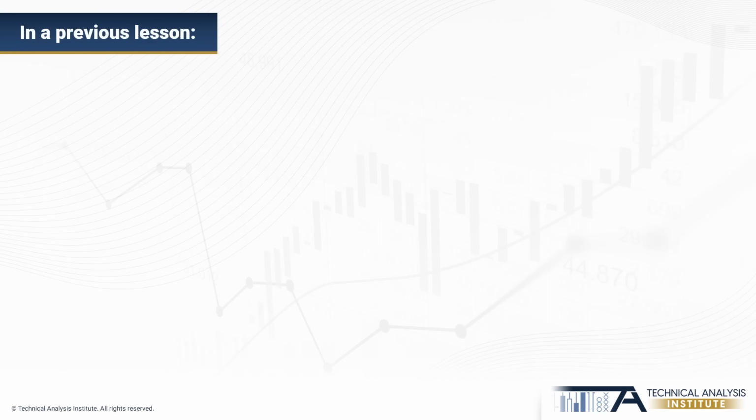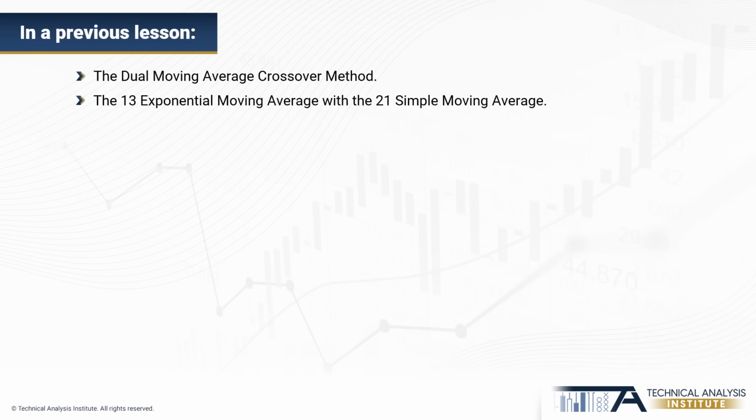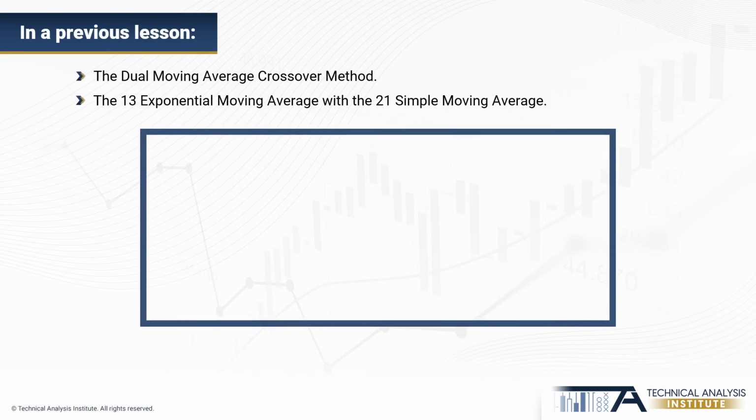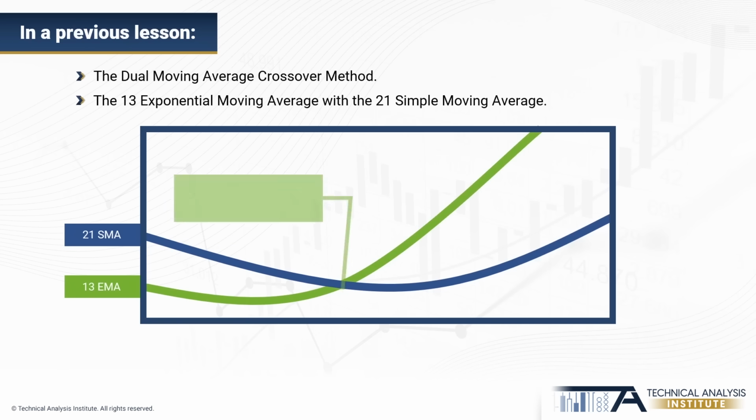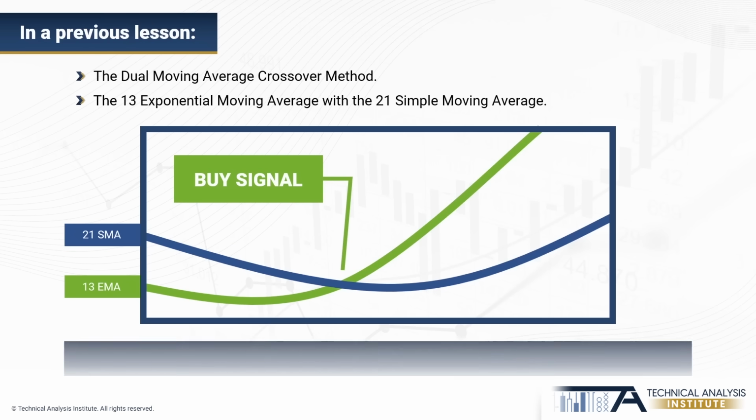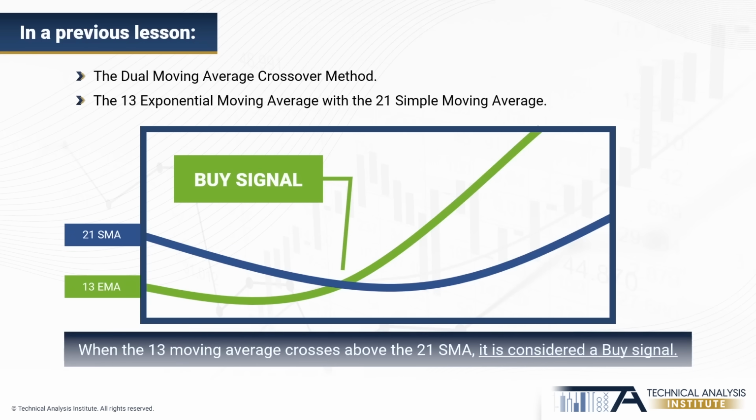In a previous lesson, we discussed the dual moving average crossover method, and we mentioned a combination that is popular and widely used, the 13 exponential moving average with the 21 SMA. The way it works is simple. When the 13 moving average crosses above the 21 SMA, it is considered a buy signal. Let me show you an example of that.